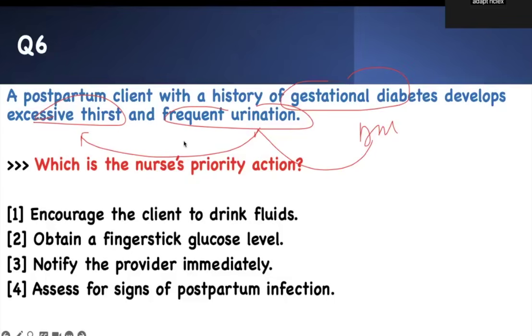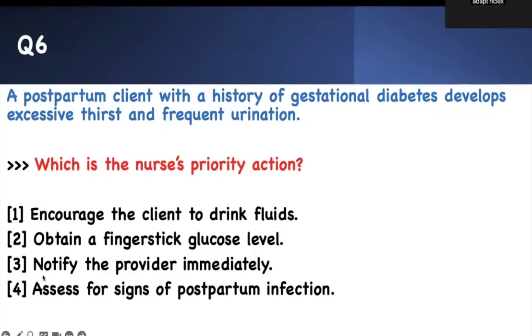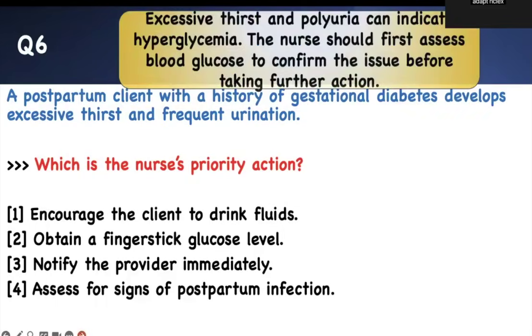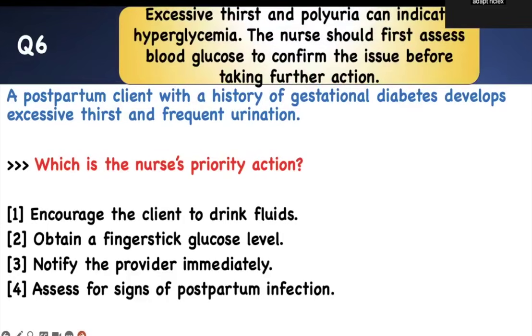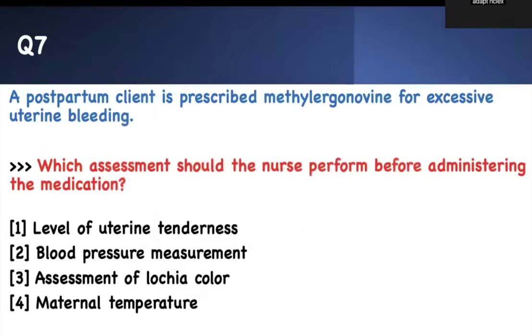But since there's no emergency, you've got to investigate more to confirm before you treat it. How do you treat it? You don't let them drink fluid. You check their glucose level and figure out what is wrong with this patient. That is the test-taking strategy you have to employ. Excessive thirst and polyuria can indicate hyperglycemia. The next step is to assess the blood glucose to confirm it before taking an action.